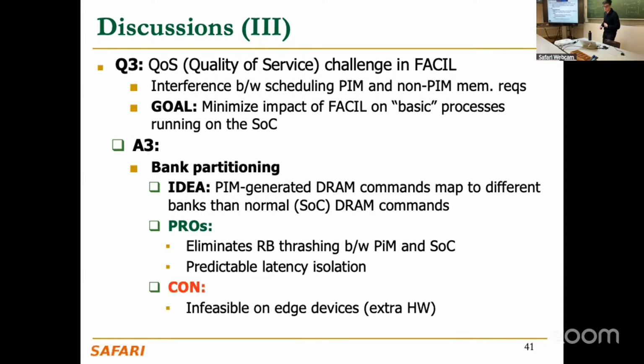And some cons will be this may be considered infeasible to implement on edge devices, because we may not afford the extra hardware to implement this kind of bank partitioning scheme, as well as we are going to have a smaller effective row buffer pool for each domain, which will lead to DRAM underutilization, if you do not have a workload which is balanced, 50% memory requests from the SoC and 50% from the PIM.